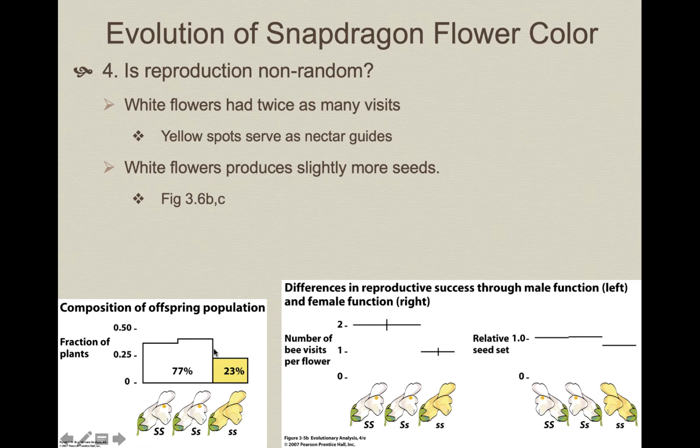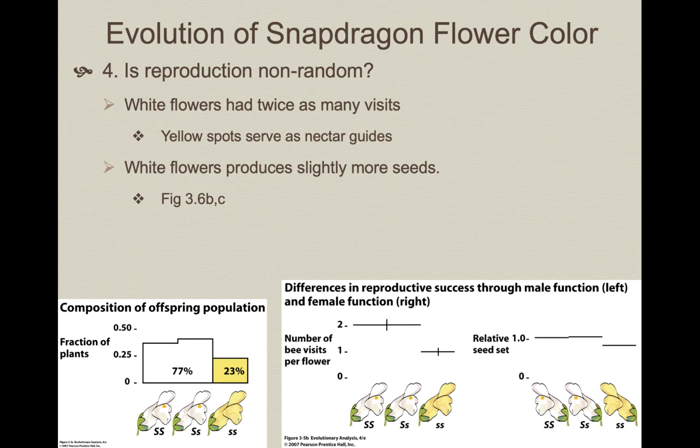such that in the subsequent generation, when you raise the seeds from these individuals, you see that what started off as a 75% population of white flowers and 25% yellow flowers is now 77% white, 23% yellow. That's not much of a change, but that is exactly what you would predict if there is a fitness advantage for white flowers. In other words, the white flowers are adaptive.